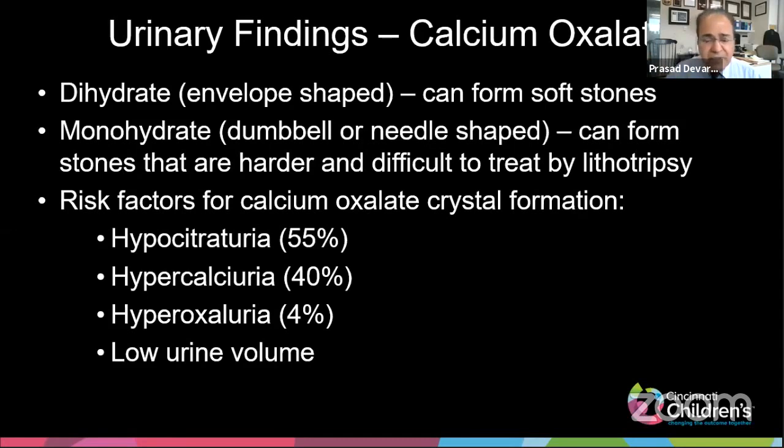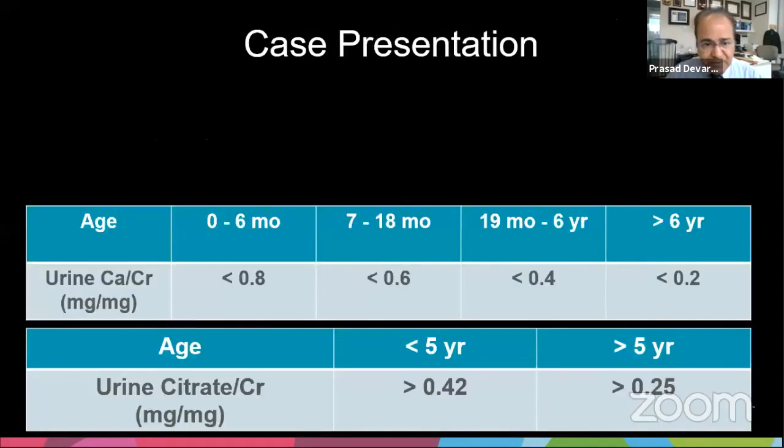So these are the different things we look for in patients when we see calcium oxalate crystals and kidney stones. So we start with the urine calcium to creatinine ratio and the urine citrate to creatinine ratio. As you can see, both of those will vary with the age.